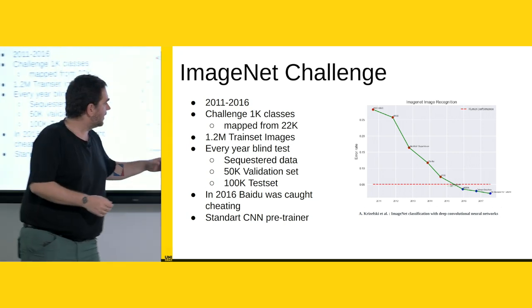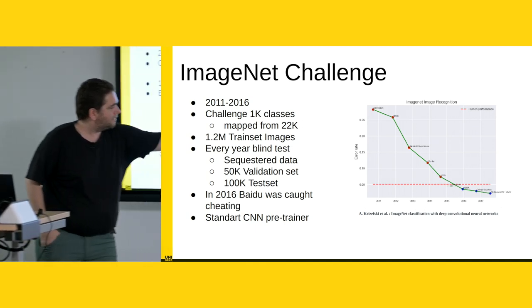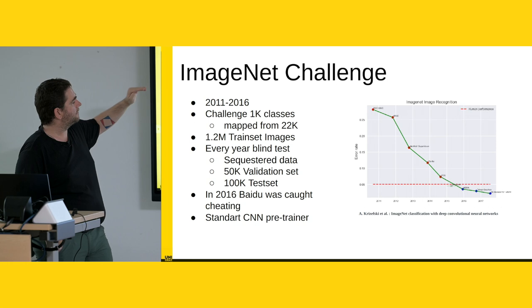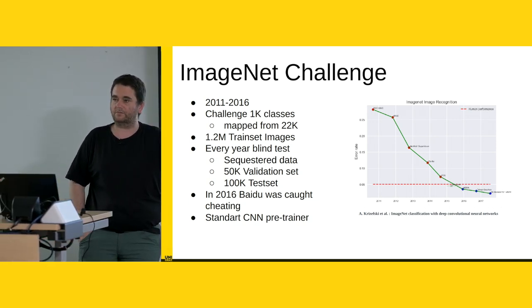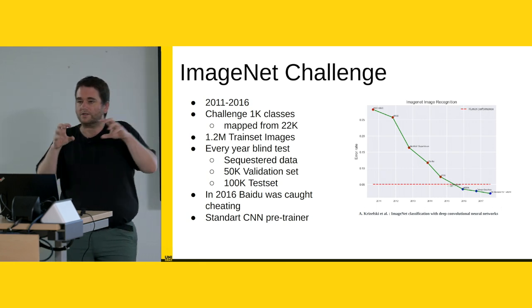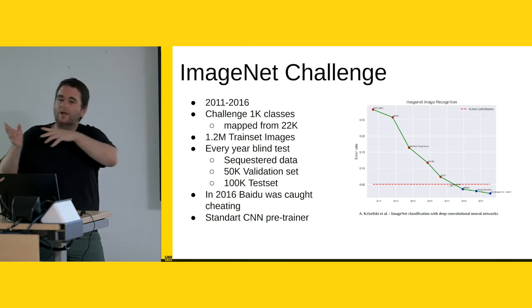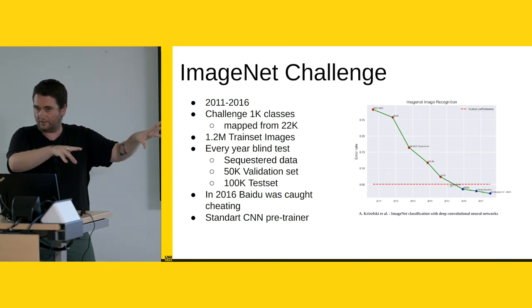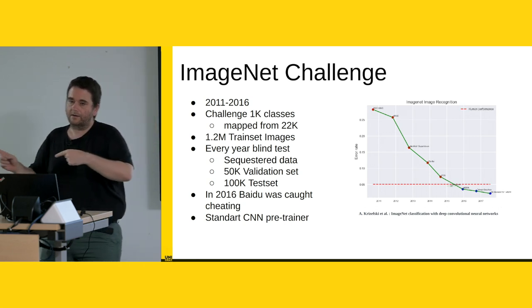Anyway, every year in this, there was a blind test. There were secret data that were not published to anyone, and people were submitting their systems. So they would more or less make an executable file and send it to the Stanford lab. The Stanford lab would run them on the secret data twice a month, and they would give them back results.